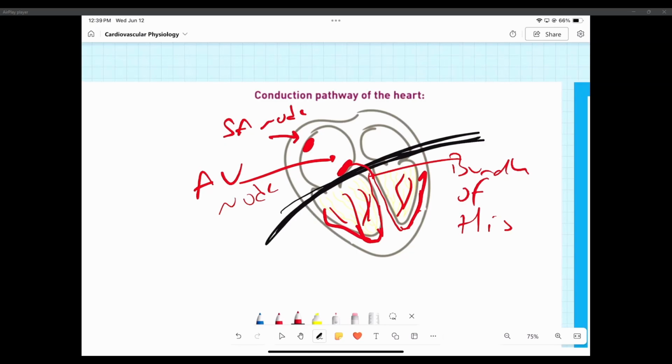Why do you think it's important that there is a delay between the atria and the ventricles? We have to have time for the ventricles to fill with blood. If the impulse was too fast, there's not enough time for the ventricles to fill before they squeeze and contract. So by having that delay in the AV node, it allows the ventricles to fill, so you're not just pumping air. You're not going to ever pump air, but as an example. You want to make sure those ventricles are filled, and the AV node will do that.